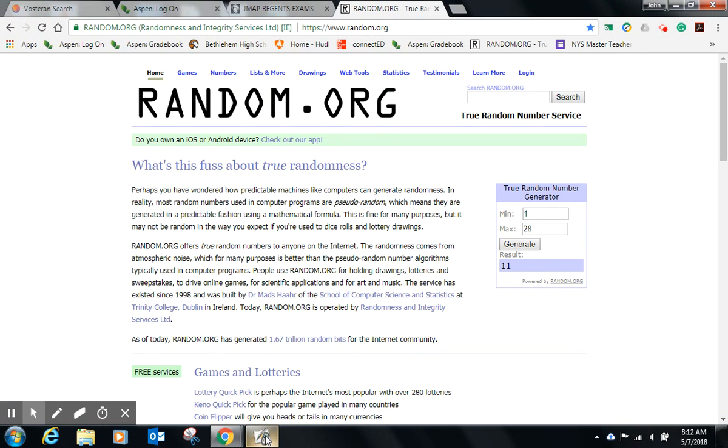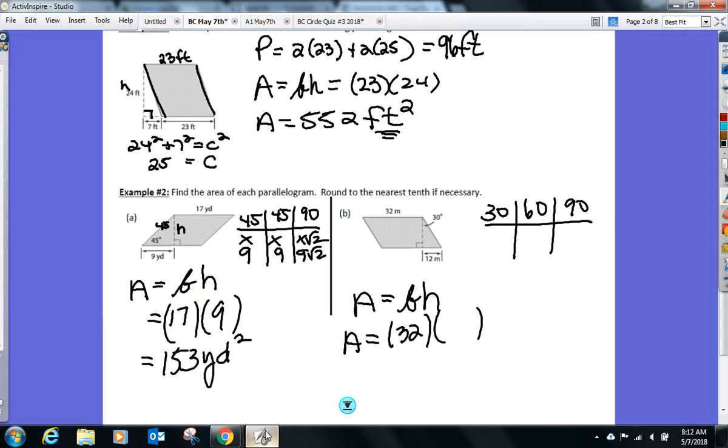Anybody want to remind your classmates of the rules? Remember the rules? 2x. Double the side across from 30.